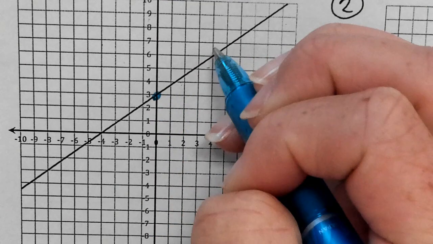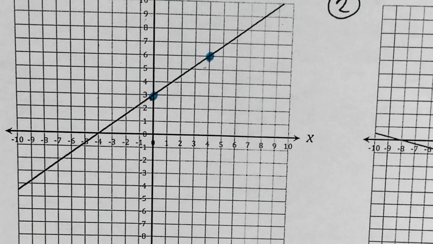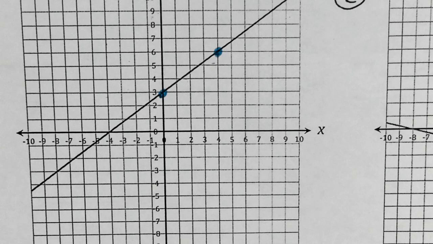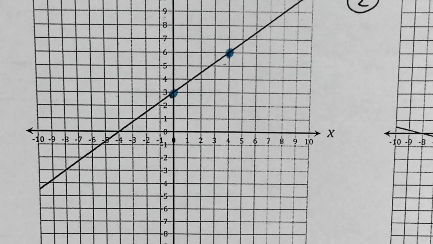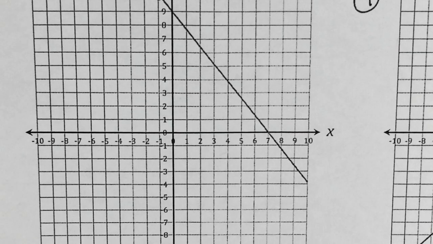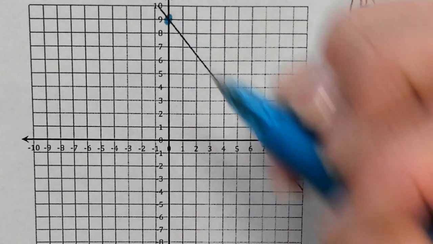Moving up. 4, 6. Don't say it backwards. Remember, it's always X written first and then Y. Yes? Could you use a different dot? Yes. Okay. Go down to number 3. I started for a reason. The only two good dots on number 3 are the Y-intercept and the X-intercept.